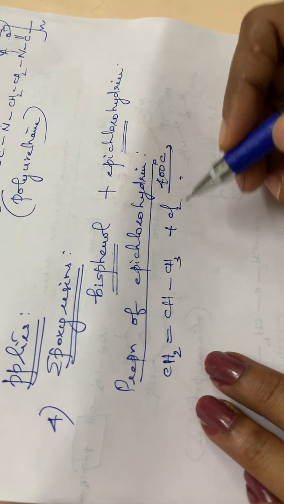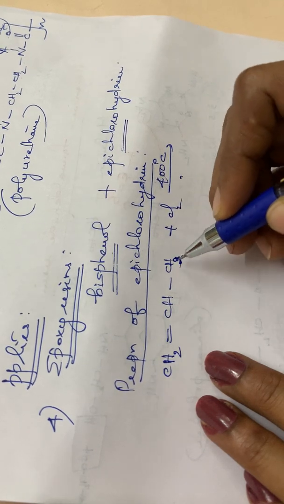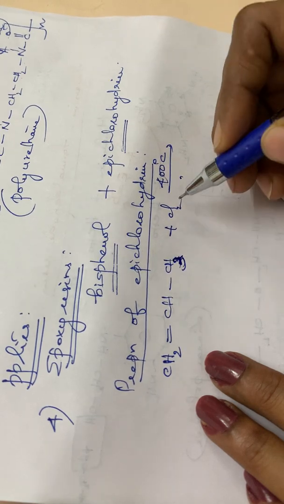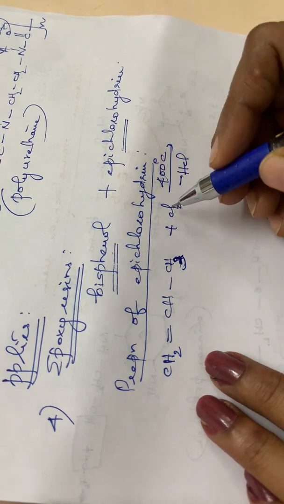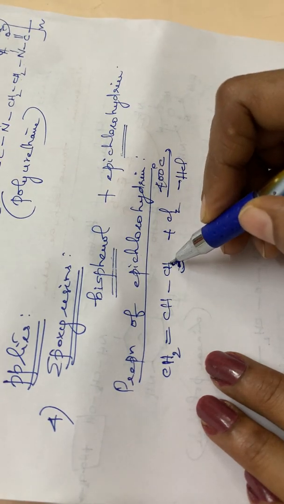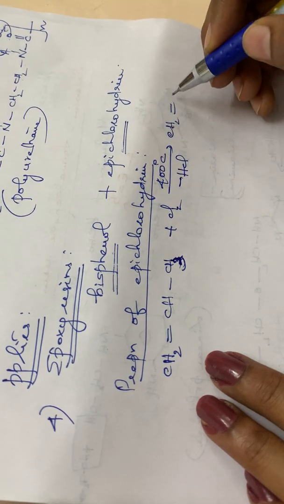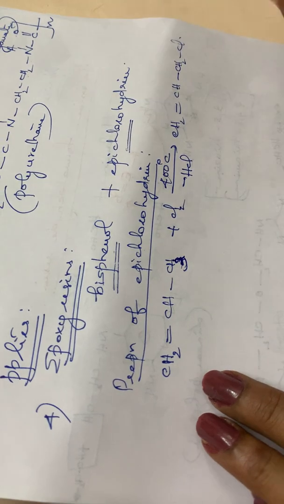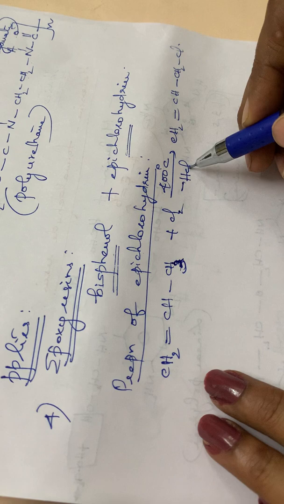What happens is that one of the hydrogens will be eliminated from this position. CH3 is present, so one hydrogen from this carbon and one chlorine will be eliminated as HCl. Another chlorine atom will be attacking this CH2, so that the compound becomes CH2=CH-CH2Cl. One hydrogen from this carbon and one chlorine will be eliminated as HCl.